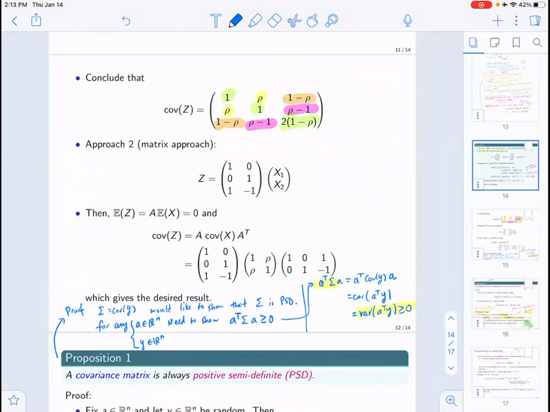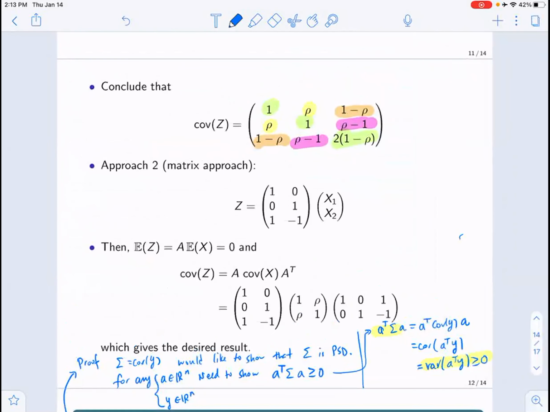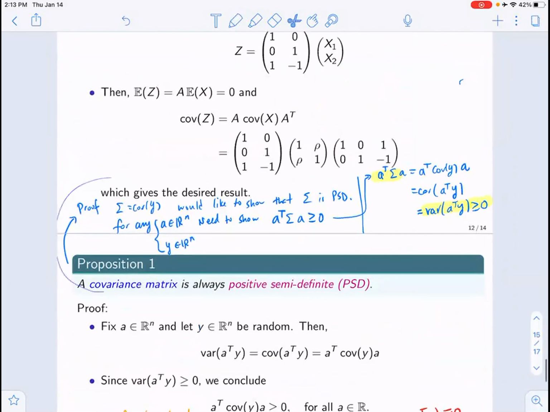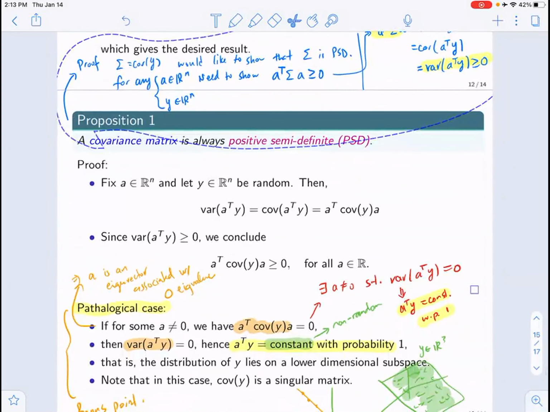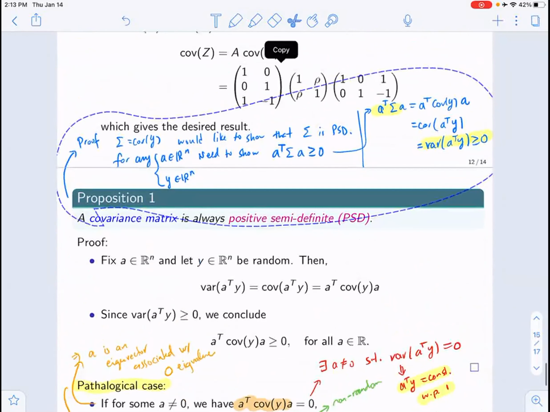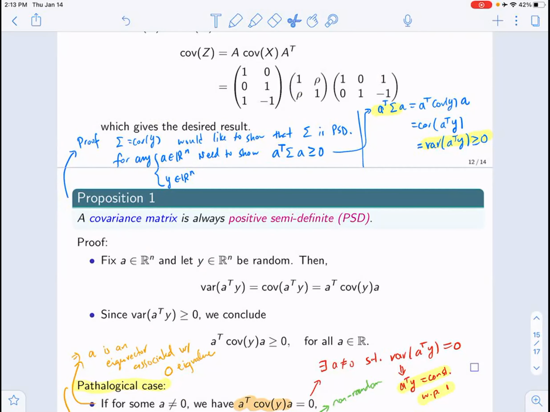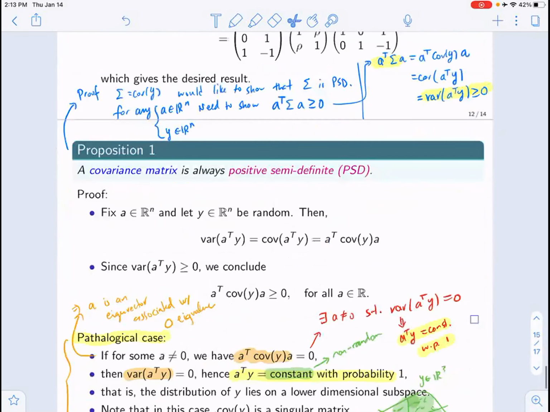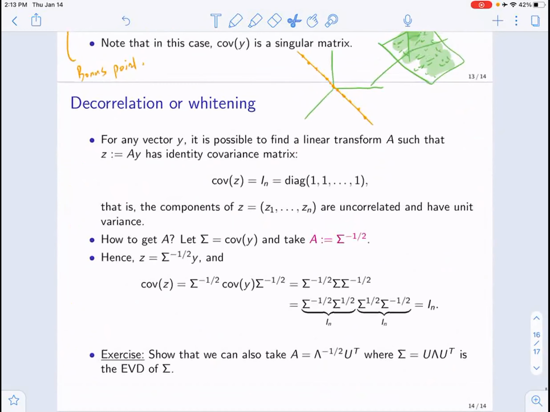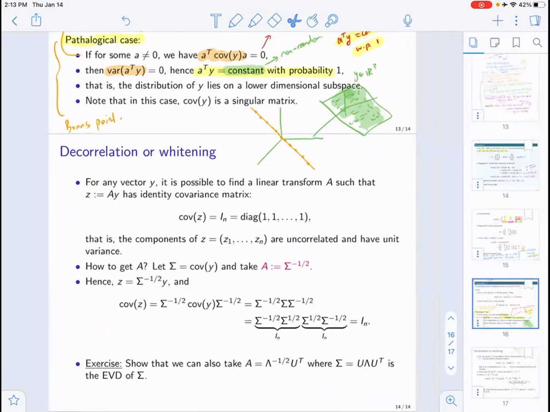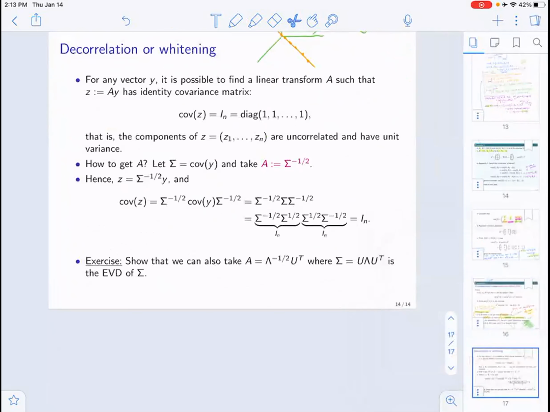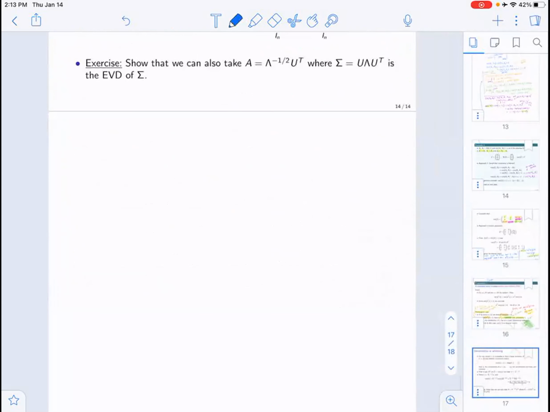Let's try this. Sorry, let me try to see if I can move this guy. Oh, I can't move it. This is stuck. So let me try. So I have to do it at the end. Move to another page.